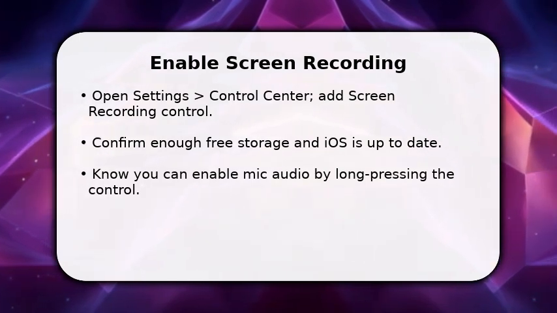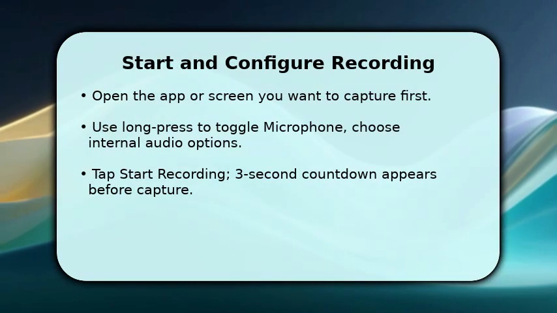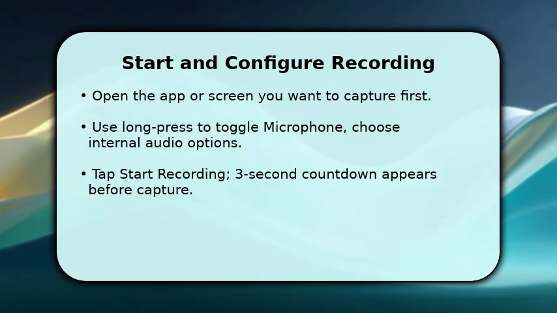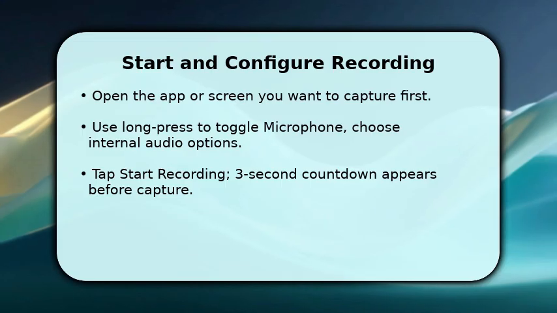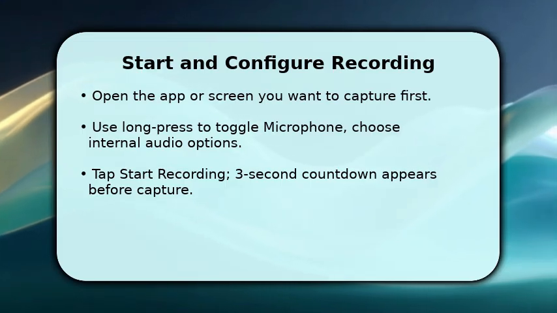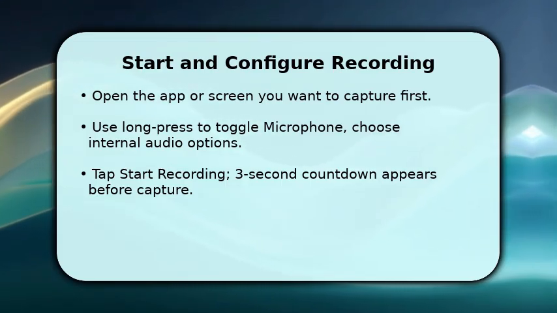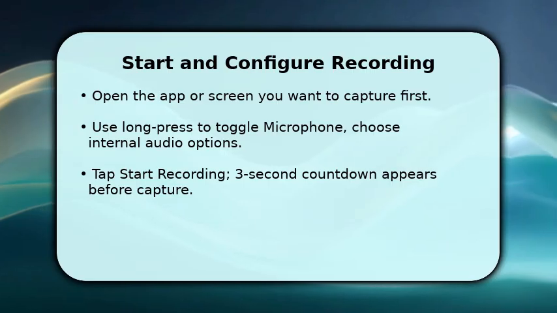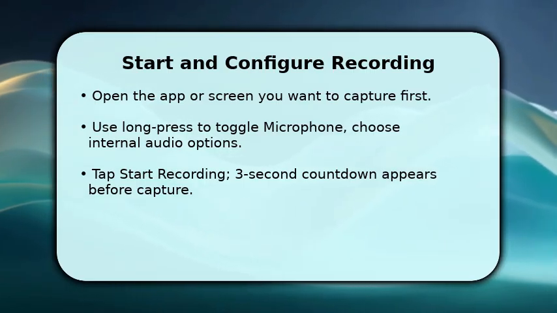With the screen you want visible, summon Control Center and long press the screen recording icon to set audio. Turn the microphone on if you want voiceover, or leave it off for internal audio only. Tap Start Recording and a 3-second countdown begins, giving you time to prepare the app.